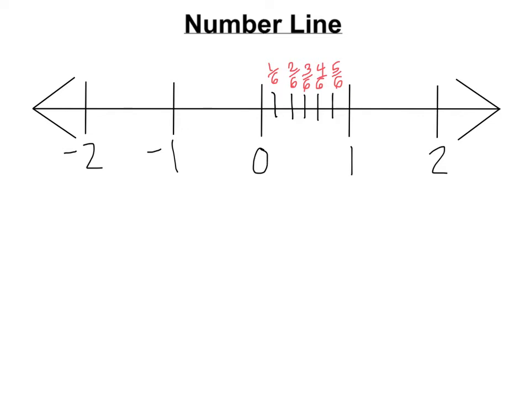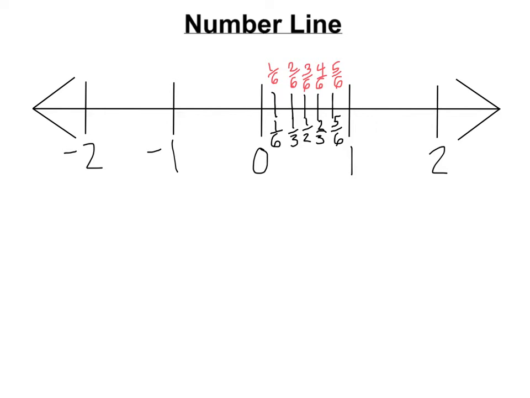So down below, let's do it as we would do it properly on a number line. So 1/6 cannot be reduced, so it's just 1/6. 2/6 reduces down to 1/3. 3/6 reduces to 1/2. 4/6 reduces to 2/3. And finally, 5/6 is not reducible.